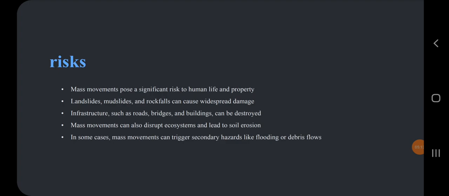Risks. Mass movements pose significant risk to human life and property. Landslides, mudslides, and rockfalls can cause widespread damage. Infrastructure such as roads, buildings, and bridges can be destroyed. Mass movements can also disrupt ecosystems and lead to soil erosion. In some cases, mass movements can trigger secondary hazards like flooding or debris flows.